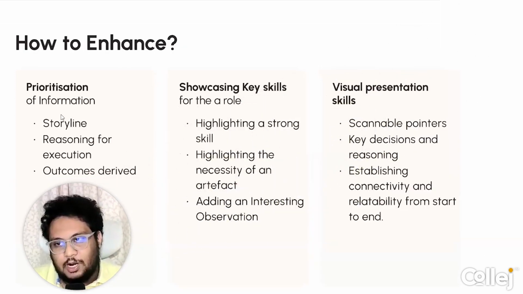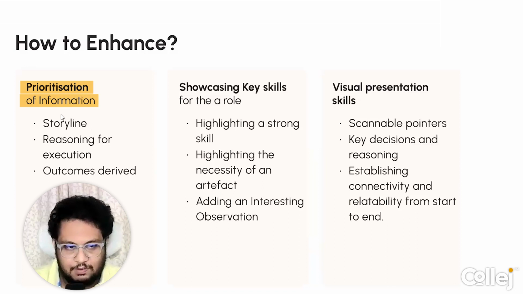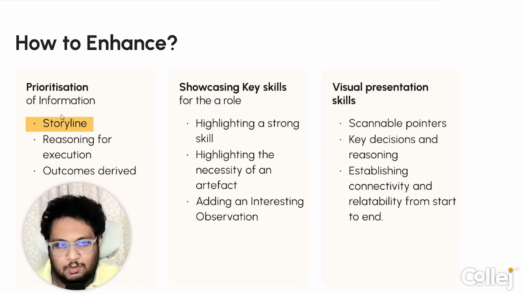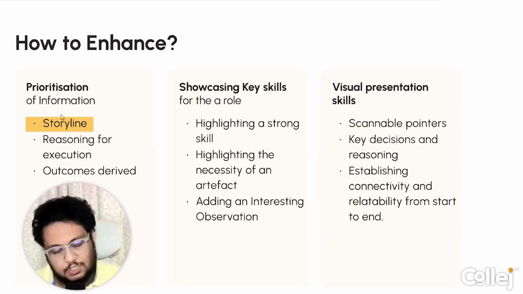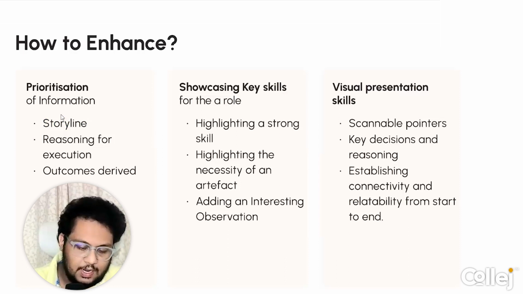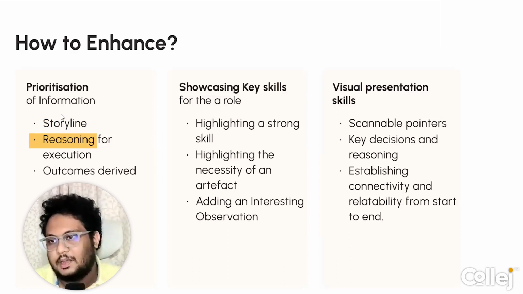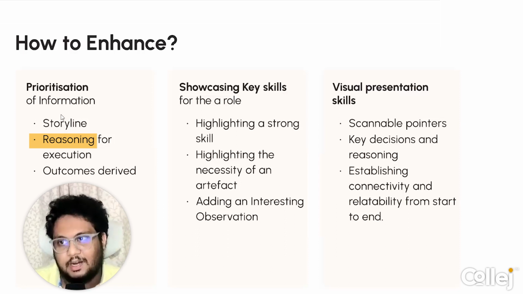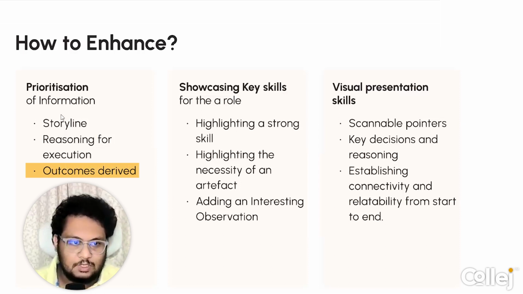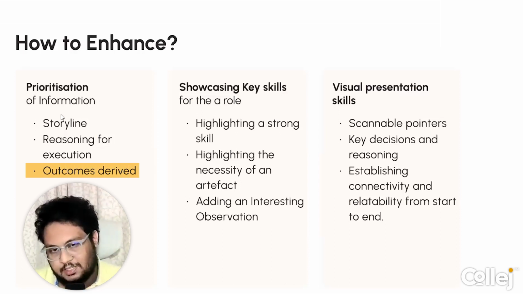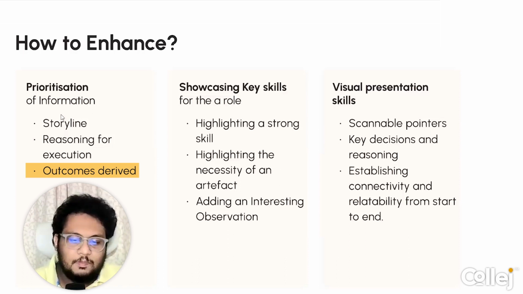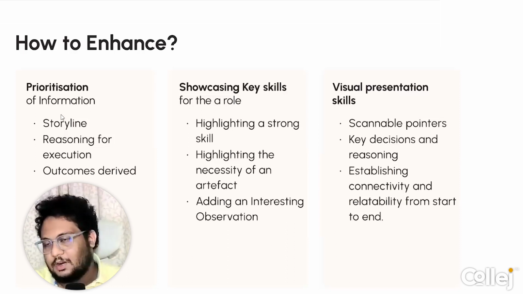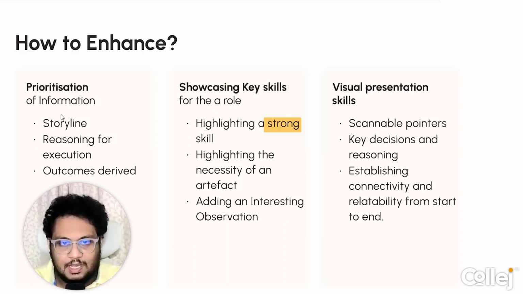Now if you look at the pointers we discussed last time, for prioritizing information, there should be a strong storyline that demands any specific artifact to be there, not only a user persona, but any artifact, right? And the reasoning should be there, like why we should consider that a persona is required in our problem statement, and what the outcomes derived from the persona exercise were, right? Those were the prioritized information that a hiring manager is looking at. And when it comes to showcasing skills, what are our strongest skills, right?